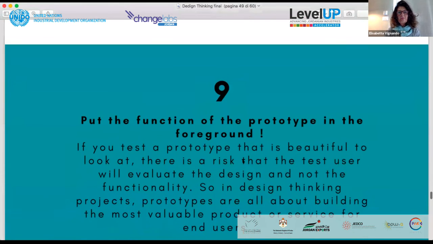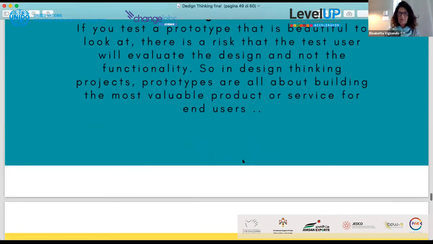Then point 9, put the function of your prototype in the foreground. If you test a prototype that is beautiful to look at, there is a risk that the test user will evaluate the design and not the functionality. So in a design thinking project, the prototypes are all about building the most valuable product or service for the end user.